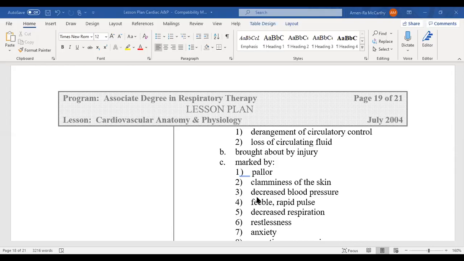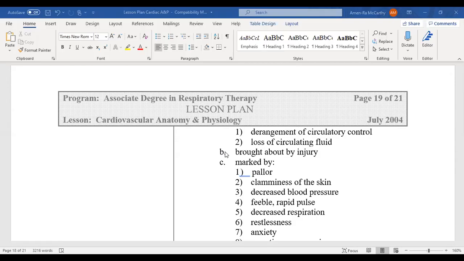So loss of circulating fluid is going into shock, right? Once your body starts hemorrhaging, the body then goes into shock. Shock can be brought about by injury, right? A car wreck, and one of your legs gets severed. You're going to start bleeding out of that leg, and the body's going to go into shock. You're going to go into shock and go into a coma because of it.